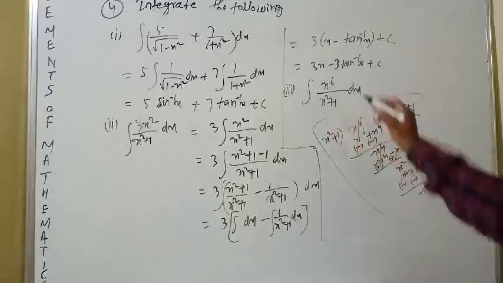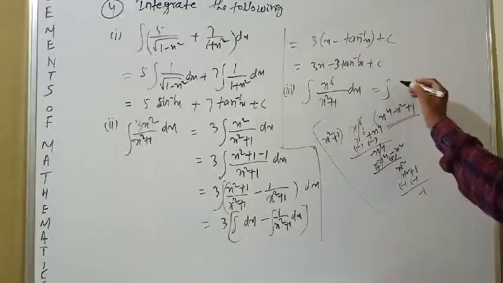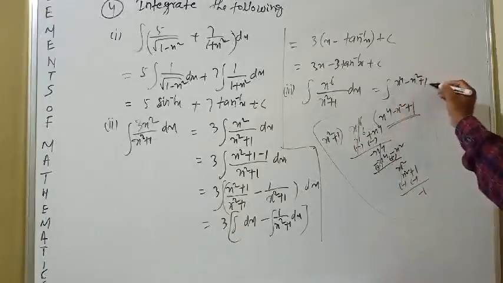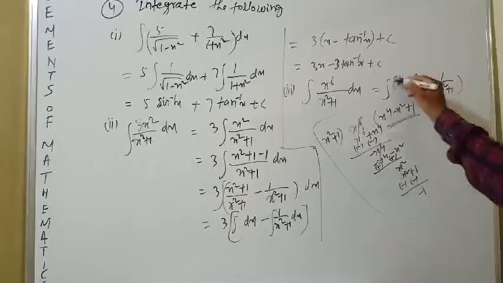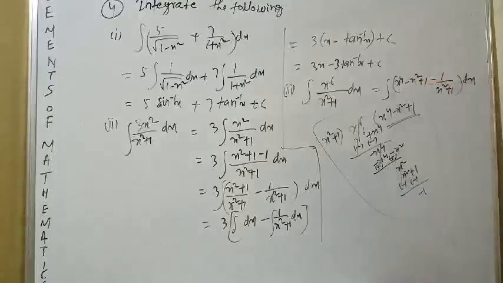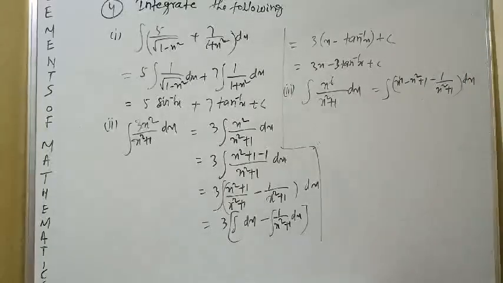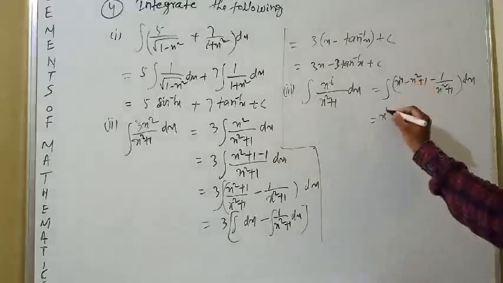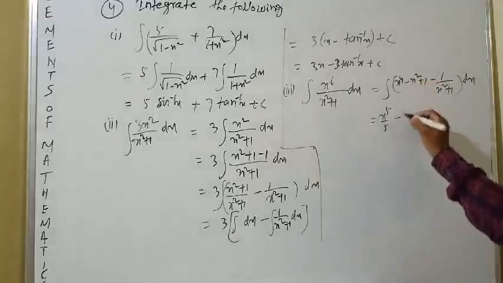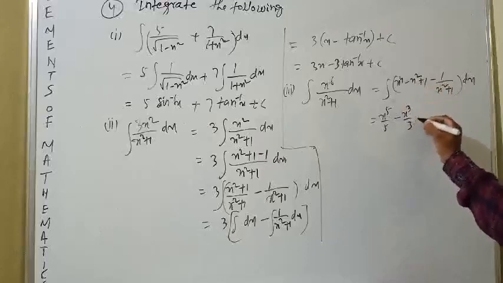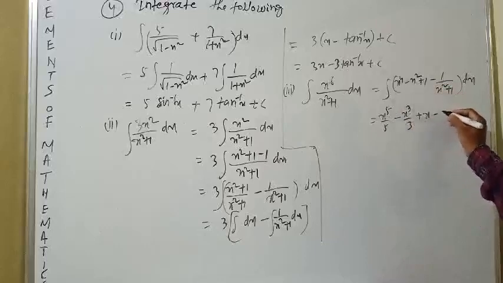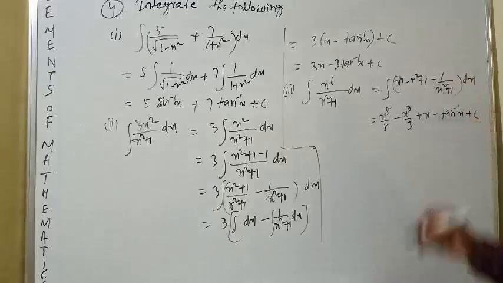So we have to put here is equal to integration of x4 minus x square plus 1 minus 1 by x square plus 1 dx. Then integration of this is equal to x4 given, that is x5 by 5, minus x square given, that is x cube by 3, plus 1 given, that is x, minus 1 by x square plus 1, that is tan inverse x plus c.